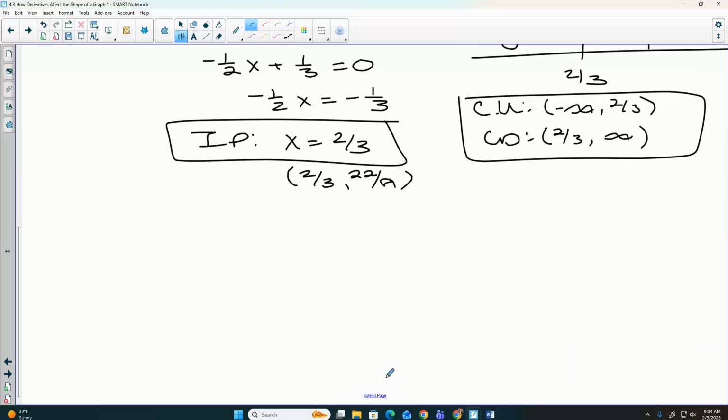Then we use all of this to draw a graph. So we said our min was at negative 2/3, negative 10 over 81. Just approximate it. Our max was at 2/3. Our inflection point, we mark those with an X, is at positive 2/3, 22 over 81. So right here.